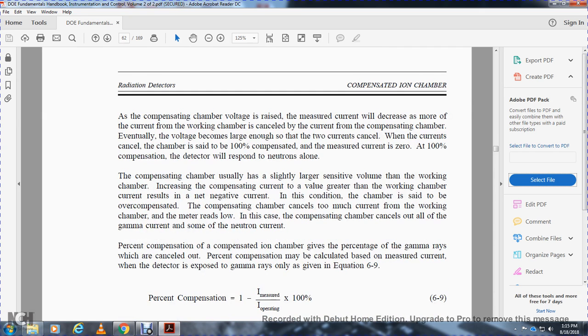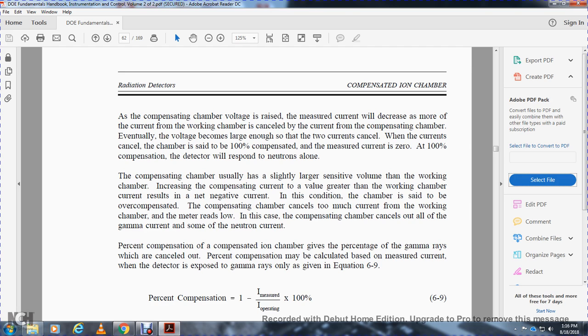As the compensating chamber voltage is raised, the measured current decreases, compared with the current from the working chamber. Eventually the voltage becomes large enough that the two currents cancel, so that the measured current is zero and the chamber is 100% compensated. The detector will then respond to neutrons alone.